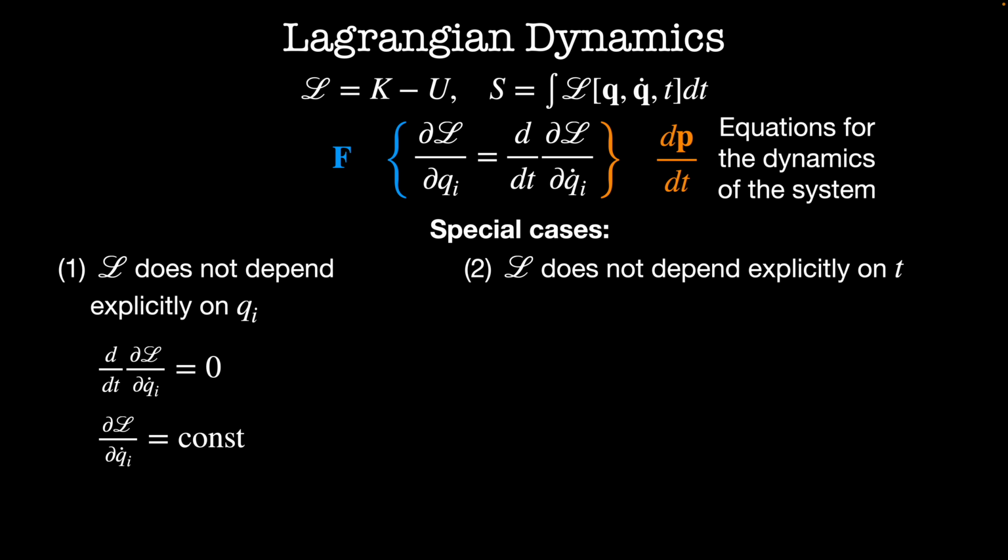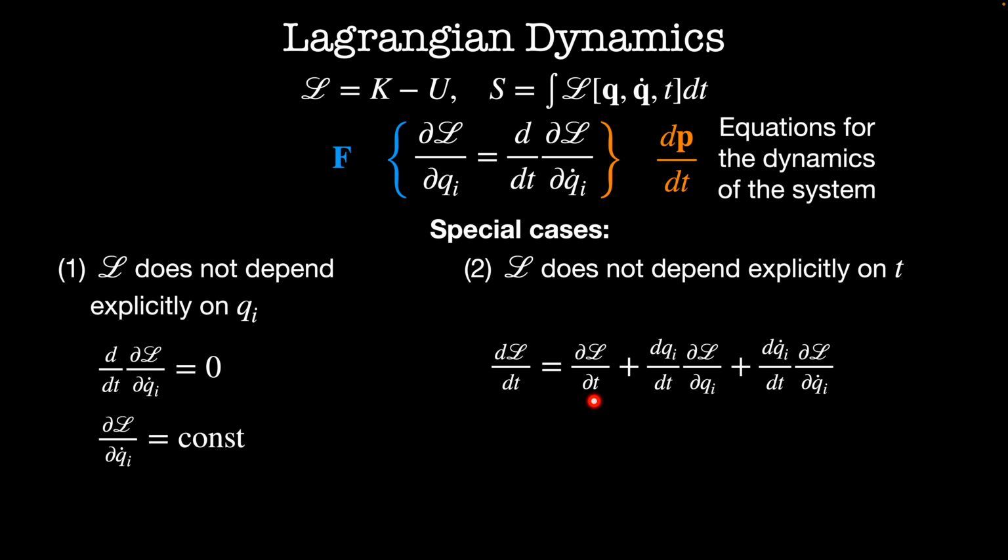Another case happens when the Lagrangian does not depend explicitly on time. This is a pretty common case. In order to see how this helps us solve equations of motion, let's write down the total derivative of the Lagrangian as a function of time. This is equal to the partial derivative of the Lagrangian with respect to time plus the derivative of qi with respect to time times the partial derivative of the Lagrangian with respect to qi, plus the derivative of qi dot with respect to time times the partial derivative of the Lagrangian with respect to qi dot.